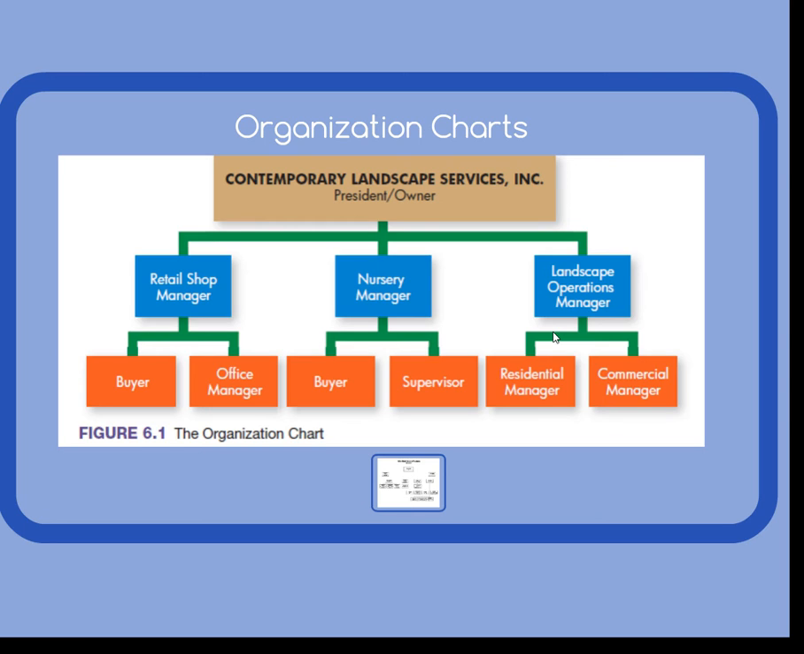So you have a retail manager, a nursery manager, and a landscape operations manager. All of those managers are at the same level. They just have different specialties. But then they also have people who work under them, and some of those positions may be similar as well.